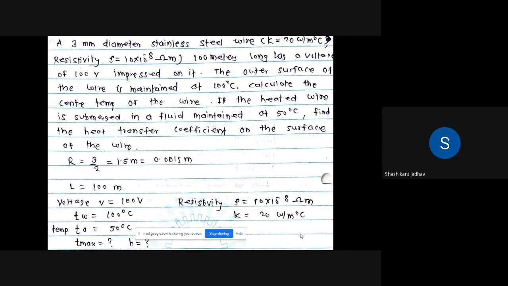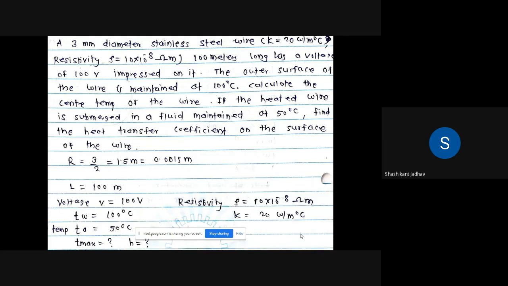Then length of that particular steel wire is given, 100 meters. So L is equal to 100 meter. Then voltage is given, 100 volt. So V is equal to 100 volt. Then outer surface of the wire is maintained at 100 degrees Celsius. So temperature of wall is given. Wall is nothing but outer surface. So TW is equal to 100 degrees Celsius.